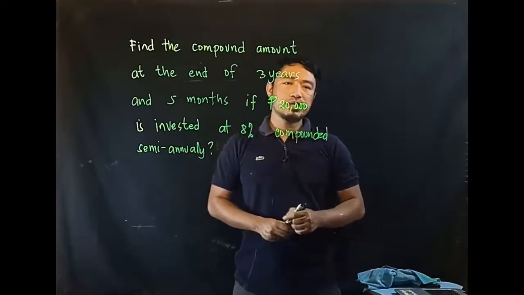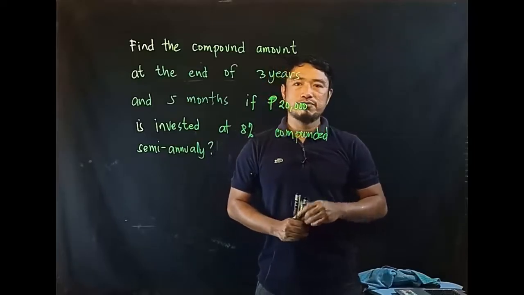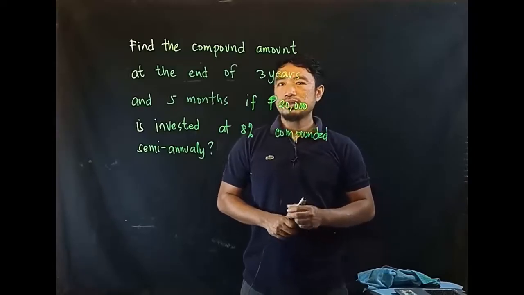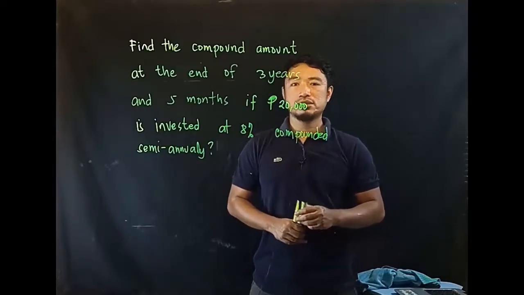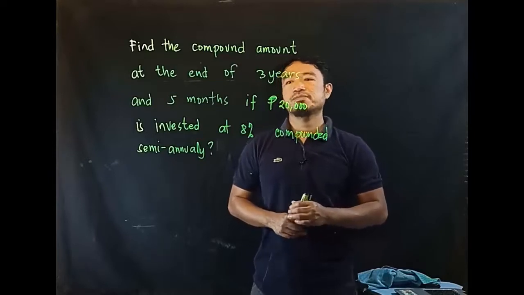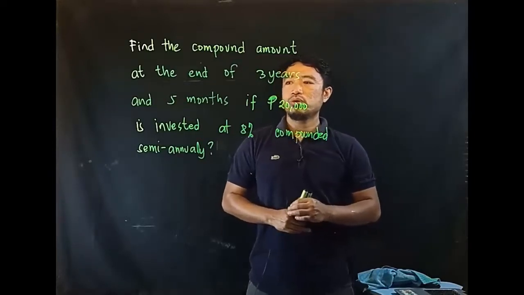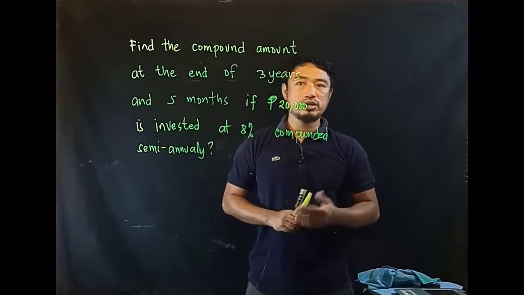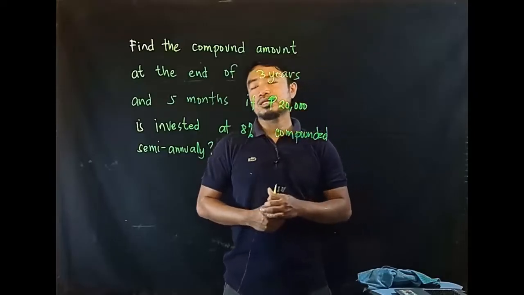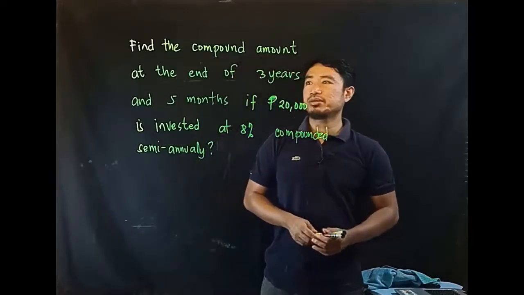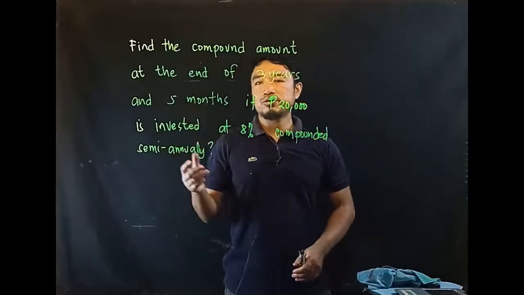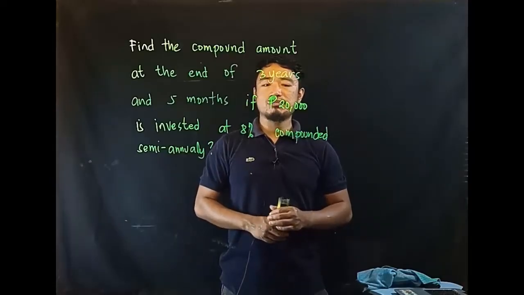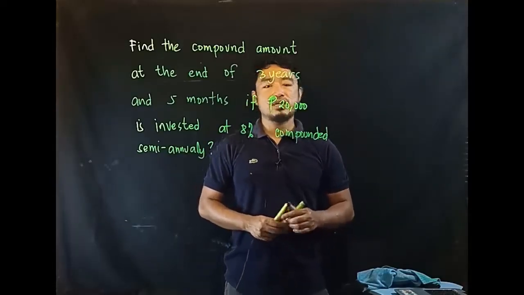There are also problems under compound interest, finding the future value and the present value, where n, the total number of compounding periods, is not equal to a whole number, or there is an excess number of months or number of days in the time given. So for instance, in this example: find the compound amount at the end of 3 years and 5 months if 20,000 is invested at 8% compounded semi-annually.